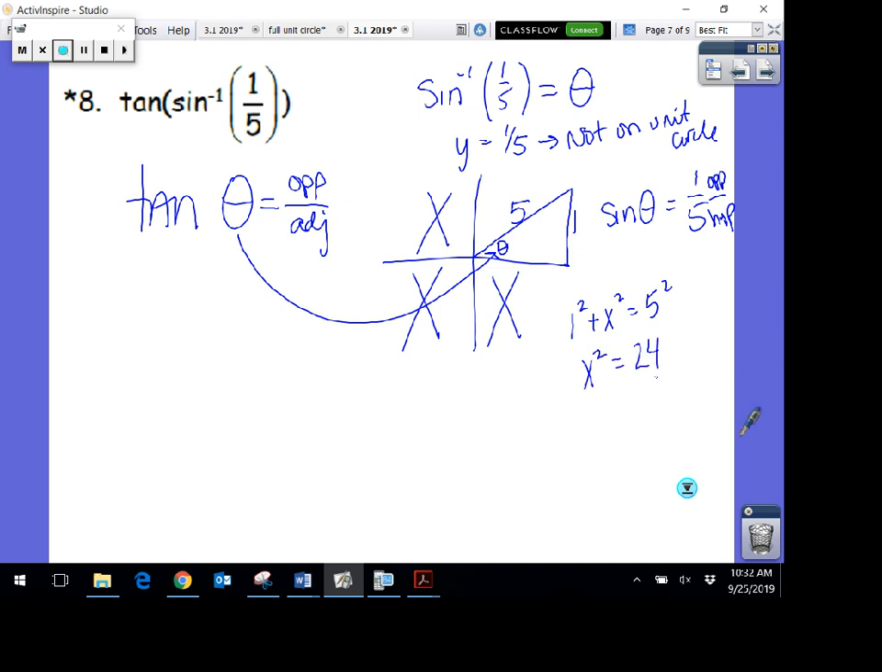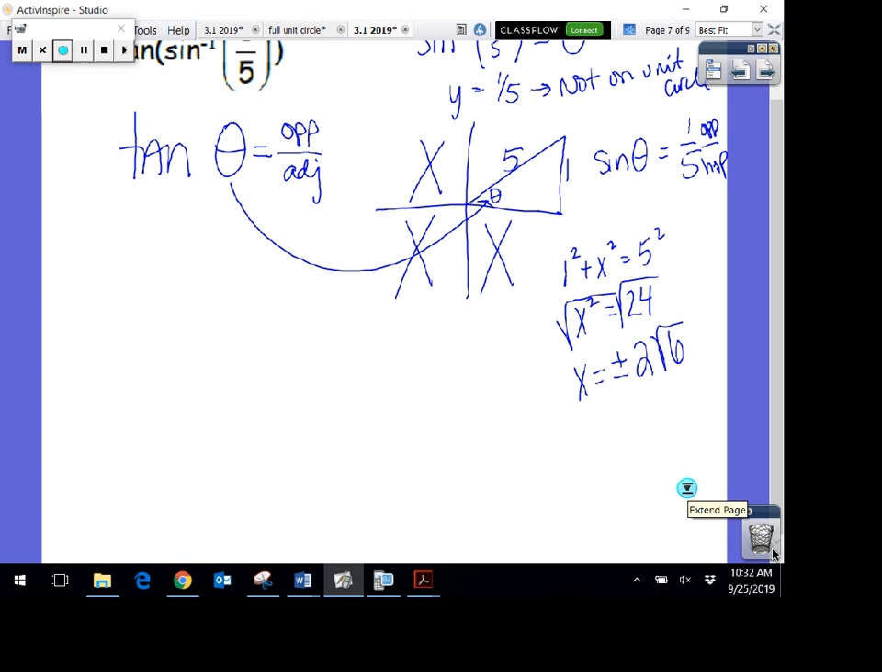X squared equals 24. So x equals plus or minus, when we take the square root, 2 root 6. Again, depending on what quadrant we're in is going to depend on whether it's positive or negative. Because we're right here in quadrant 1, we went to the right, that's positive. Up is positive. If we're in quadrant 4, that y value would be negative. Quadrant 2, negative, positive. So we're going to use the positive 2 root 6 right here. And so now we have our answer. Opposite over adjacent.